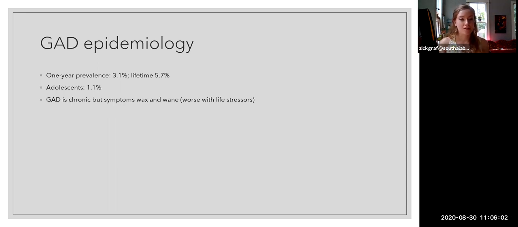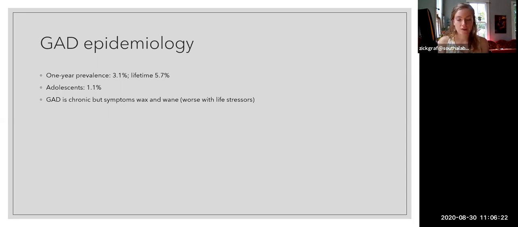GAD and panic disorder, on the other hand, both have an onset later in life. So panic disorder tends to have an onset in the early 20s. GAD tends to have an onset mid to late 20s, early 30s. But of course, like every anxiety disorder, onset can happen at any time. It's just less common in childhood.